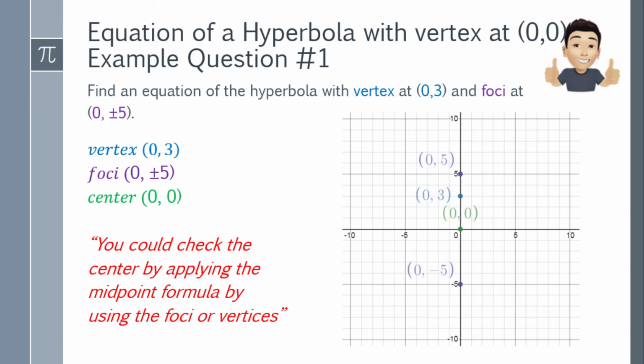So, midpoint formula, di ba, dapat x sub 1 plus x sub 2 over 2 and y sub 1 plus y sub 2 over 2. So, 0 plus 0, that is 0. Divide mo ng 2, so 0 pa rin. Tapos, ang positive 5, pa-plus mo ng negative 5, that is 0. Divide mo ng 2, that's 0 din. So, ang center mo ay 0.